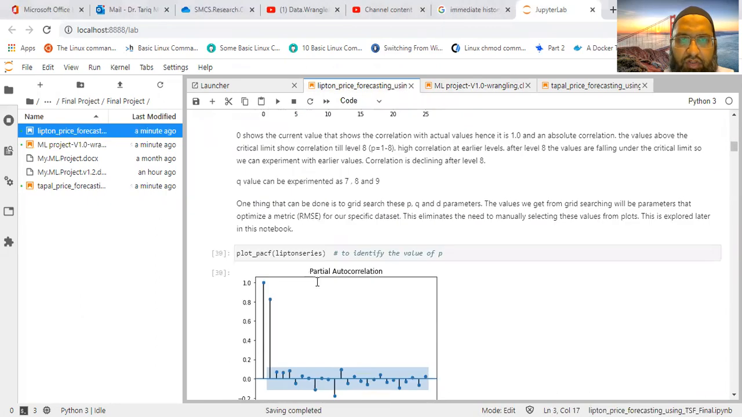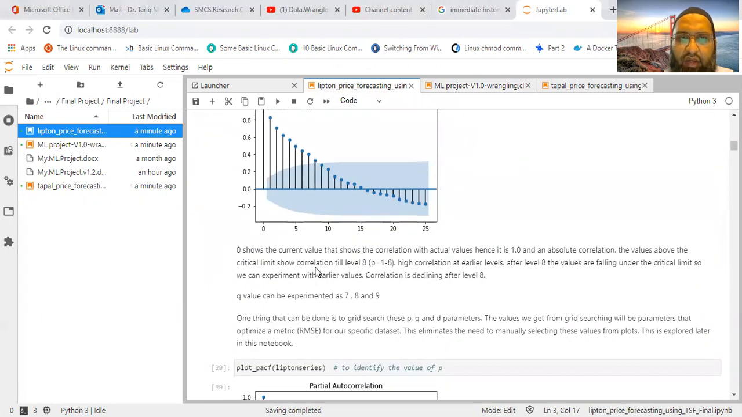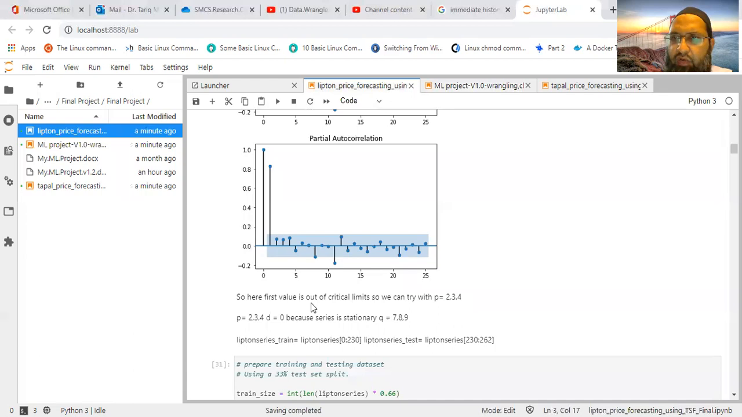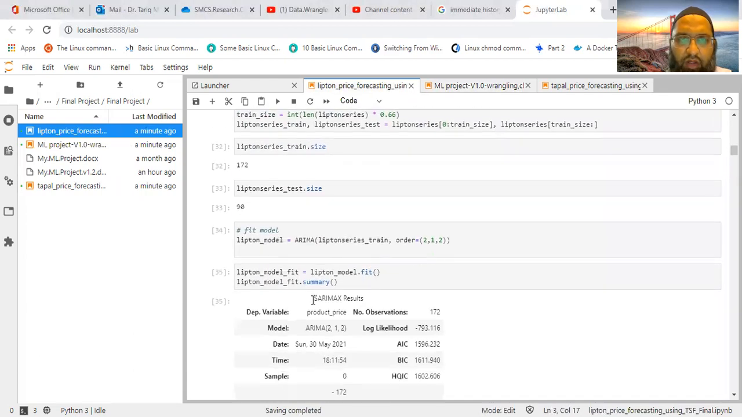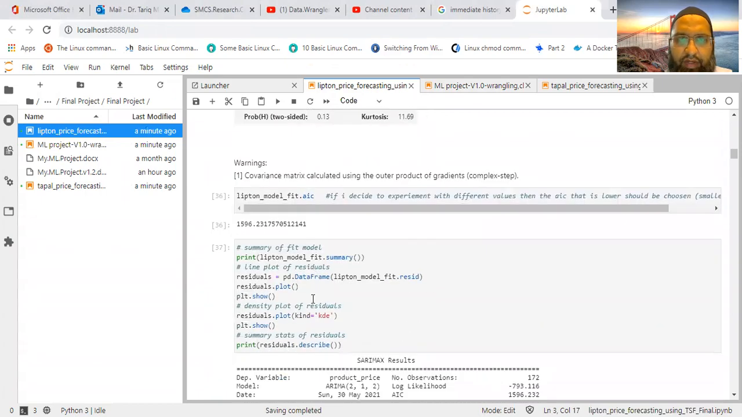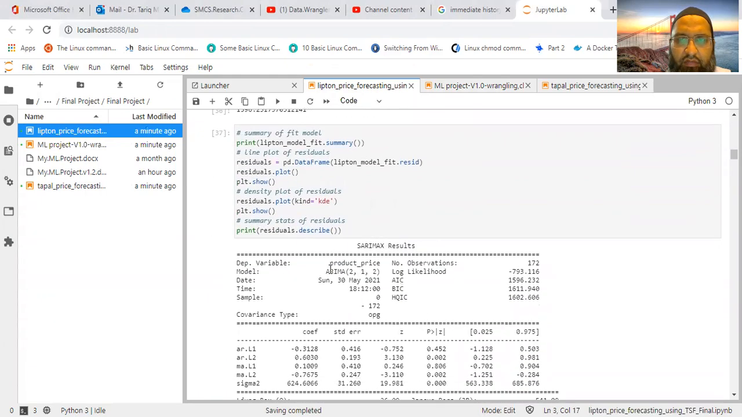So we have two autocorrelation plots. The interpretation is written here. The partial autocorrelation is significant at 1. So it seems that we can take the value of P and Q as 1 and 1. But again, you can try out different values to find the best AIC value.